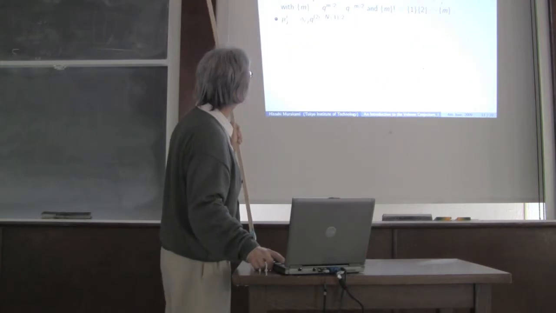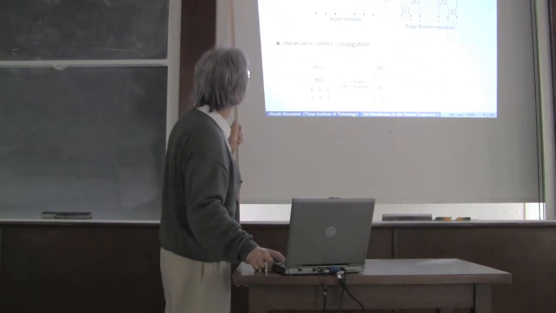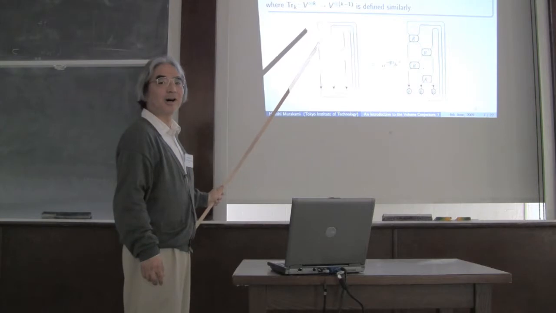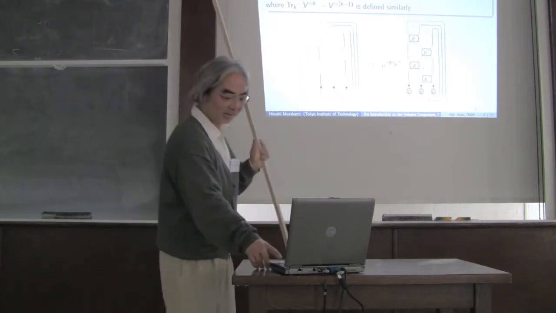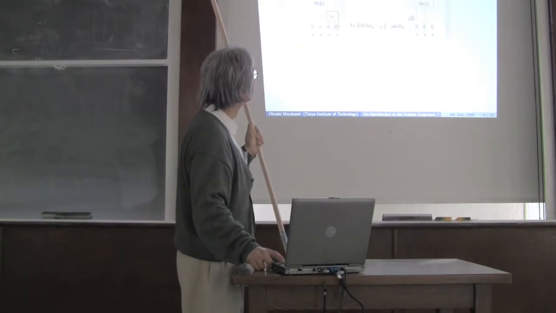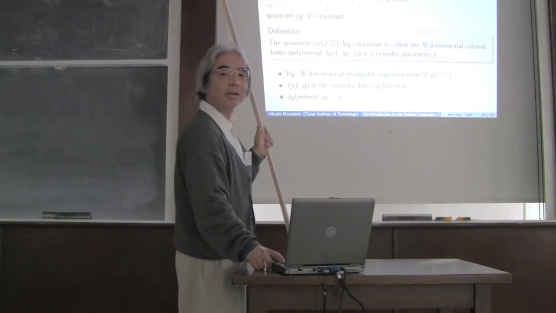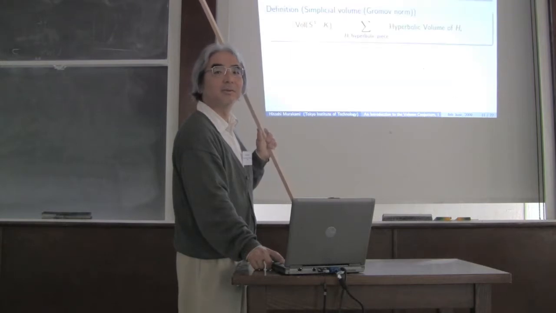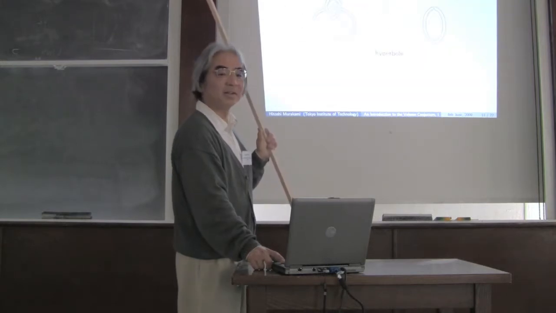So to start with, we can calculate the formula for the figure 8. Yes, this is the figure 8. And this is not so hard to calculate, the colored Jones polynomial. Any questions? Can you calculate the colored Jones polynomial for at least the figure 8 knot?